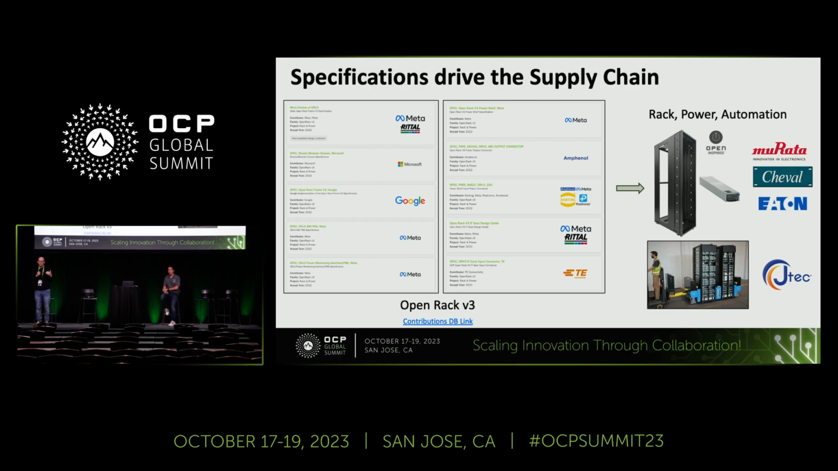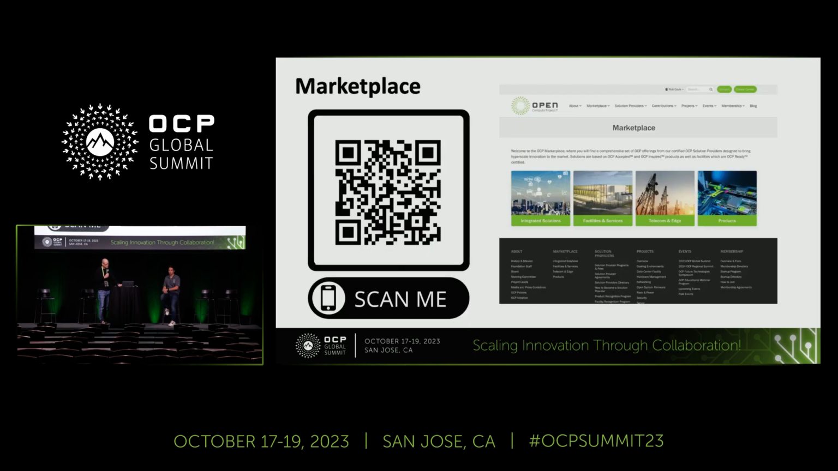In the bottom, you see JTech, which has a data automation cart that fits OpenRack v2 and v3 that can haul the fully loaded racks around the data center. And that is on display at the OCP Experience Center now, showcasing their cart. So this is a good example of how specifications come to life through the OCP Marketplace and through other programs.